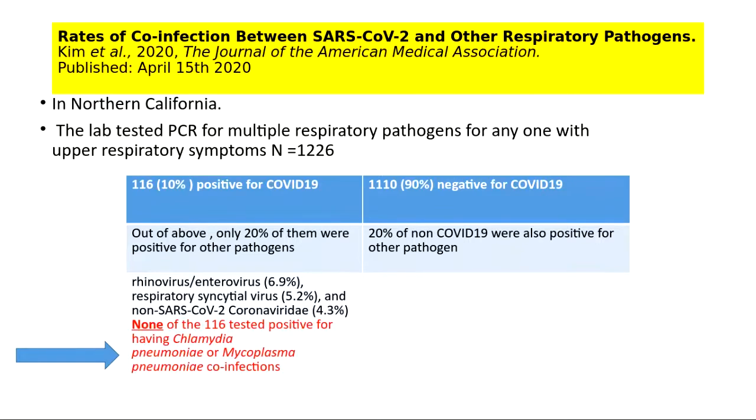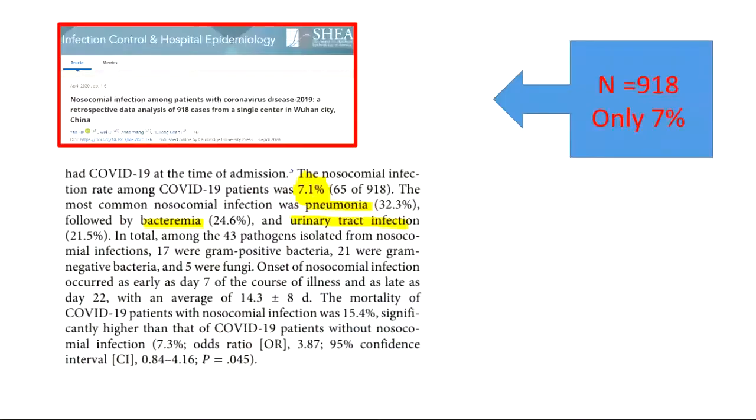This is another data. Rates of co-infection between SARS-CoV-2, which is COVID-19, as Professor Adi mentioned at the beginning, in California. 1,200 patients came to the ER with viral symptoms. Out of 1,200, 10% had COVID, 90% COVID negative. Out of the 10%, which is 116 patients with COVID, they tested them specifically for bacterial co-infection. None of them had bacterial co-infection.